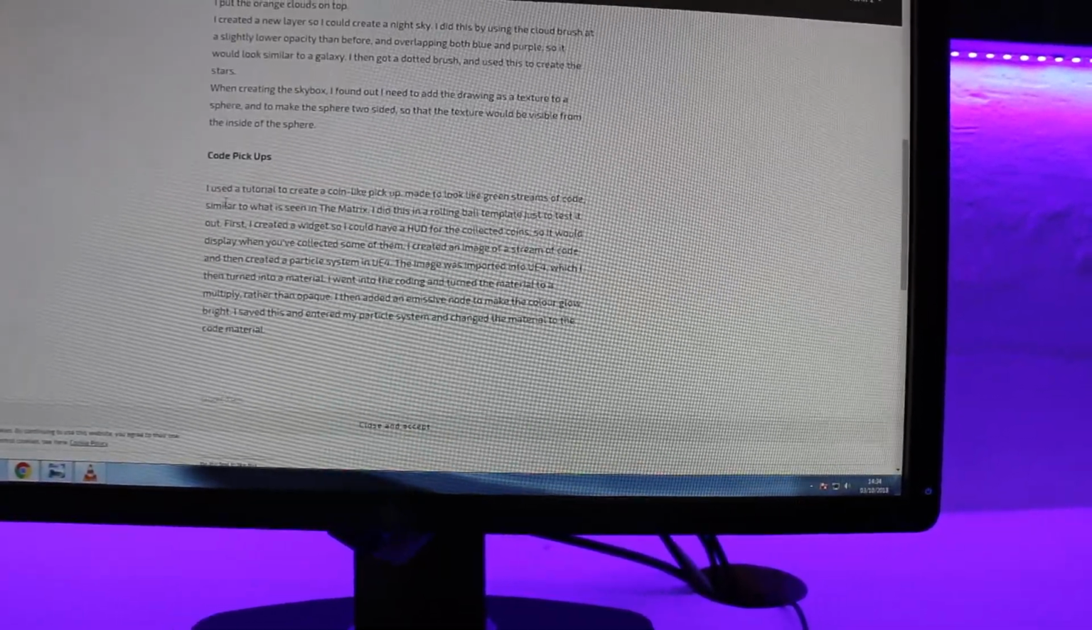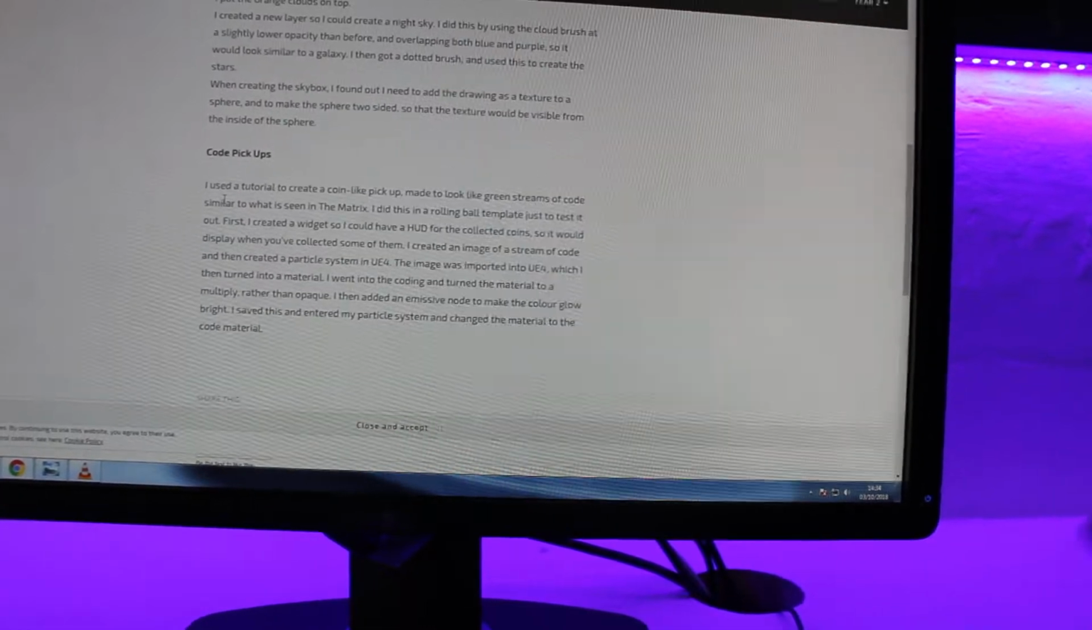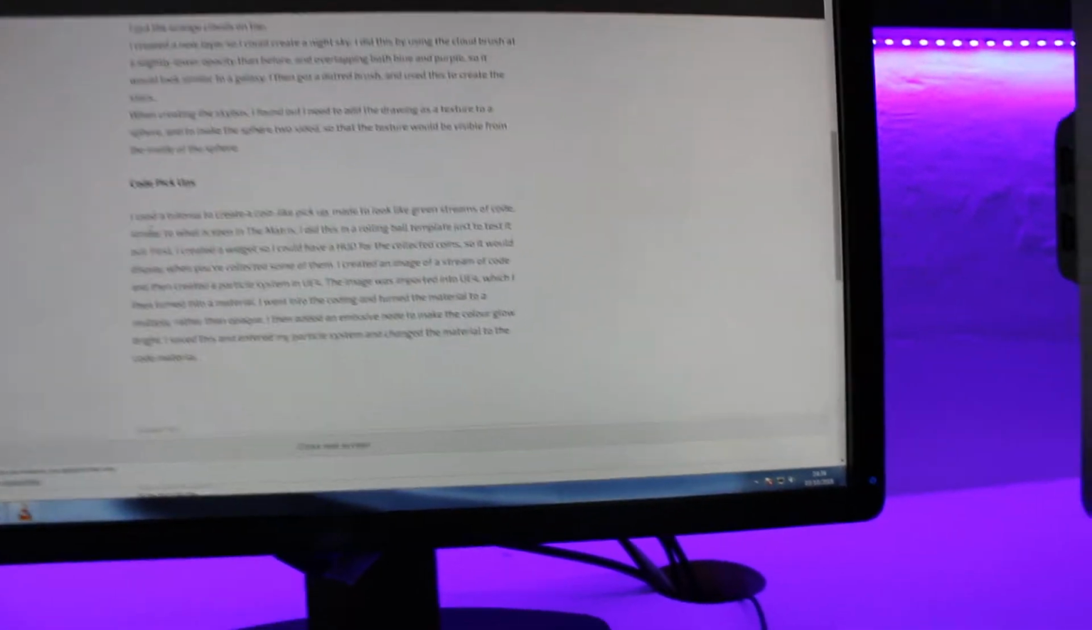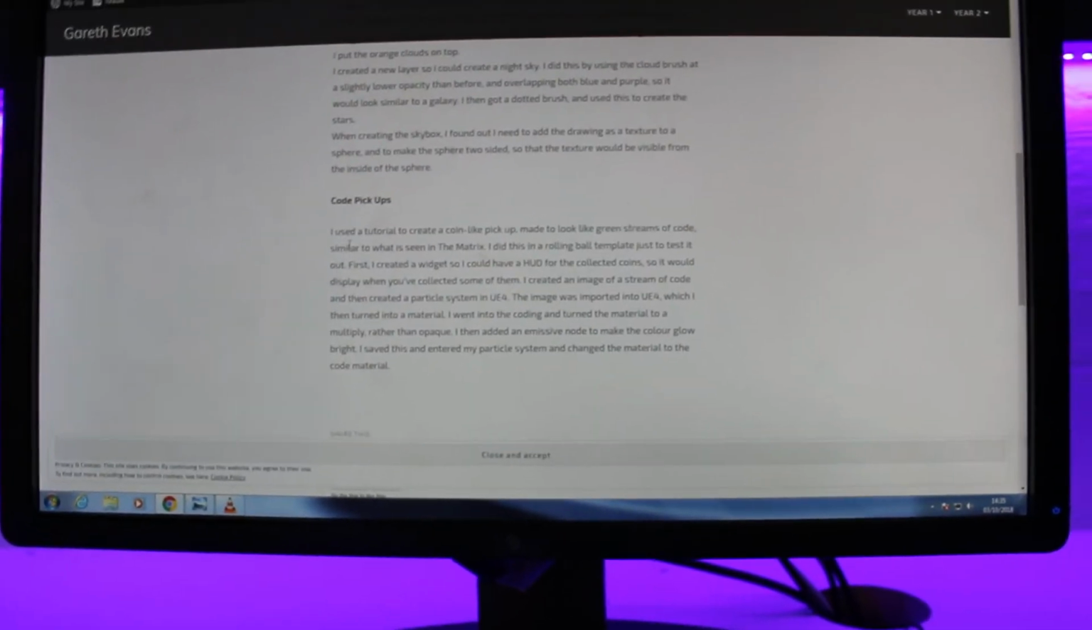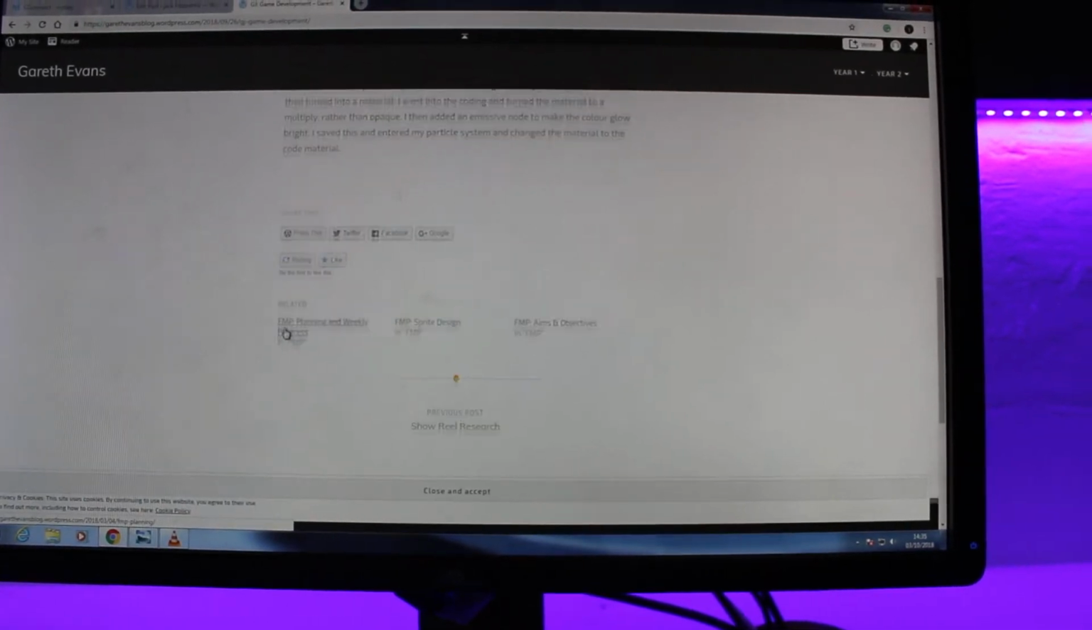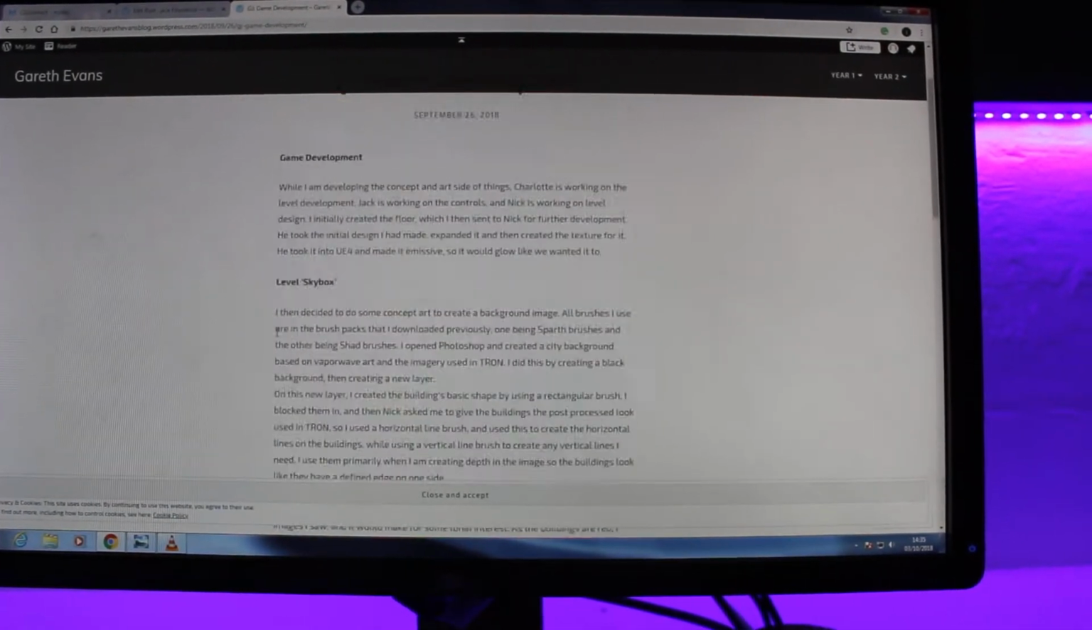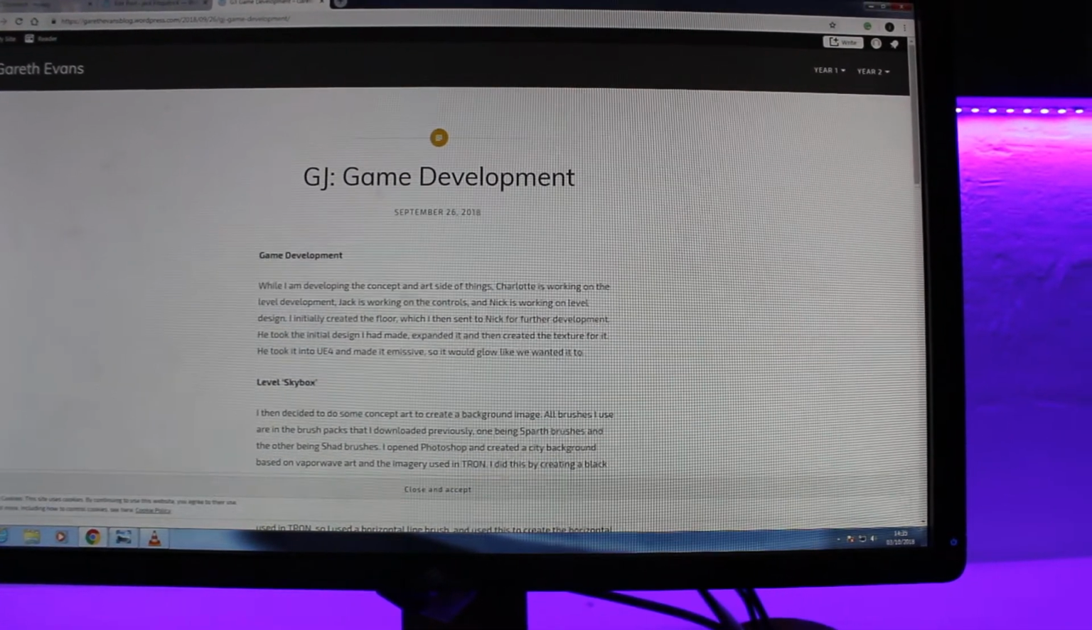He coded up the pickups and developed those as well. He did this in Unreal. He did it with the particles and then added a hitbox in the coding. I can't find a video of it, but at the moment that's what he's talking about.